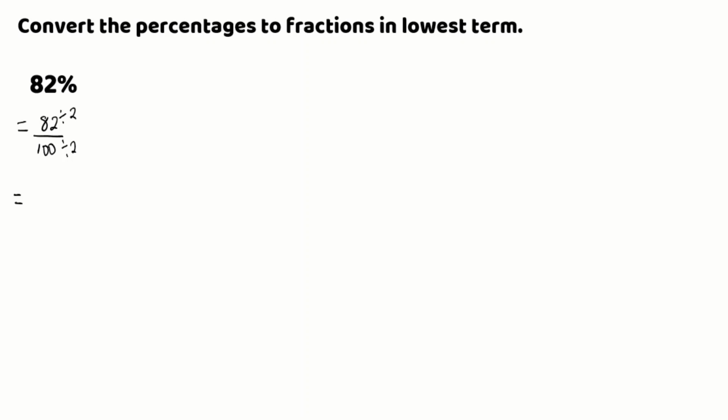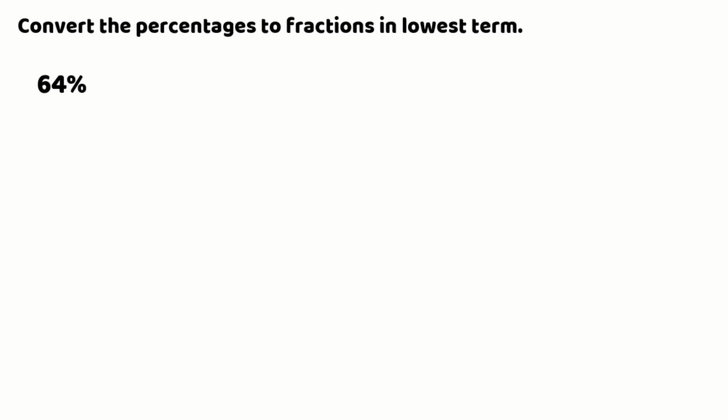And when 82 is divided by 2, this will equal 41. And 100 divided by 2 will equal 50. So 41/50 will be my fraction in its simplest form. So when 82% is converted into a fraction, it is equal to 41/50.